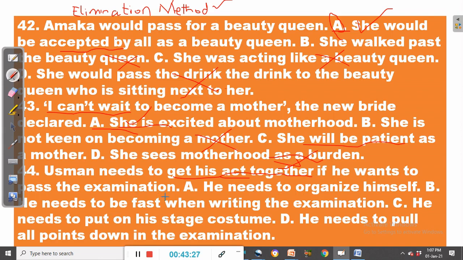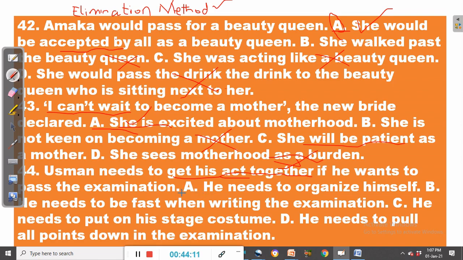If he wants to pass the examination. Now if you want to pass your examination, there are certain things you need to do. So from background knowledge, there are things we expect Usman to do if he wants to pass his examination. And then we combine this context clue with his getting his act together. And that gives us a picture of somebody who needs to do the right thing that people who want to pass exams need to do.